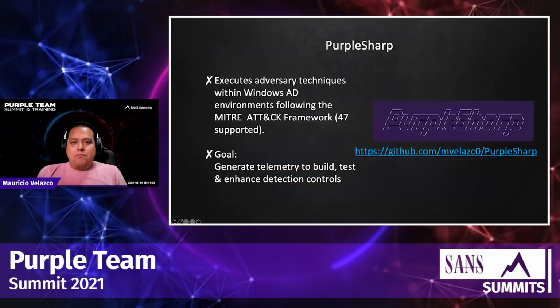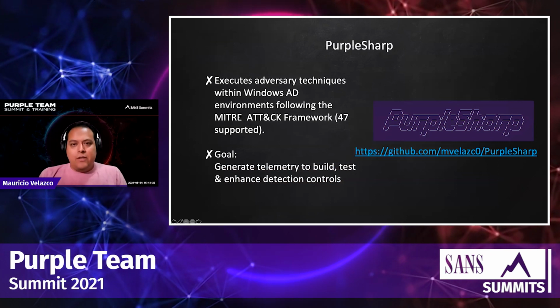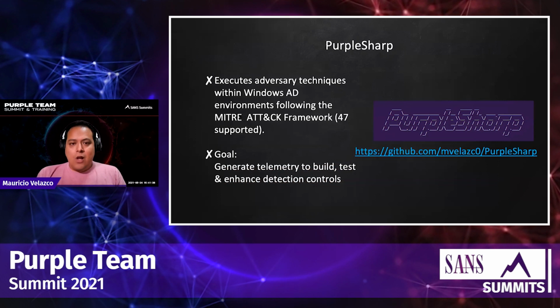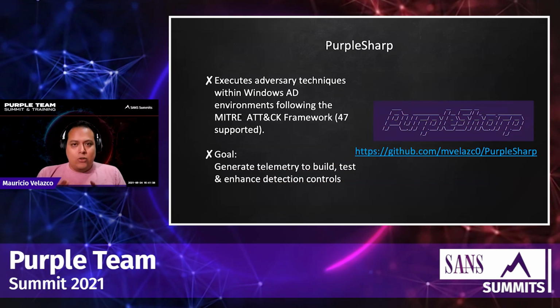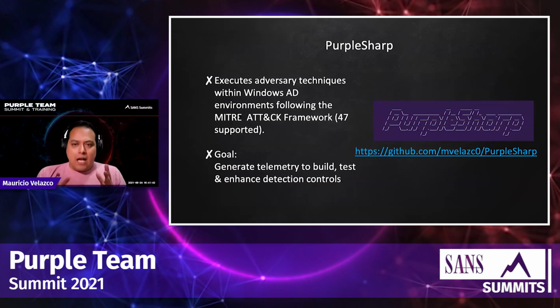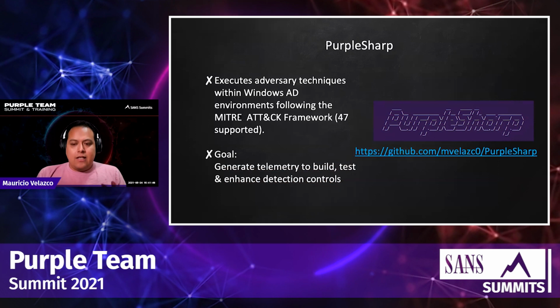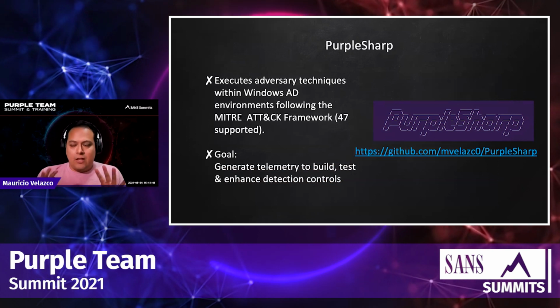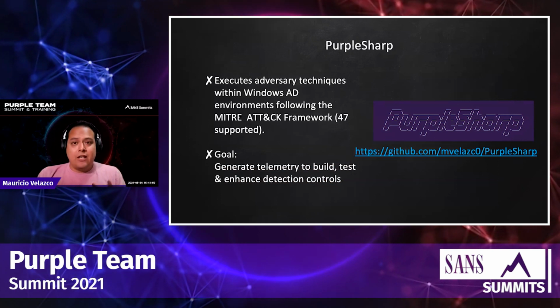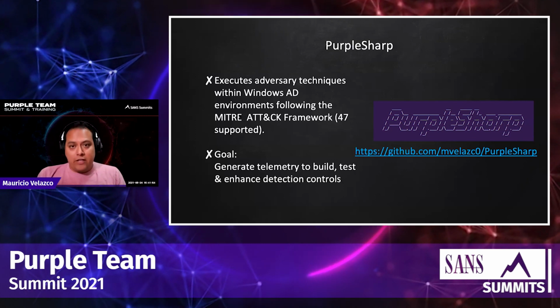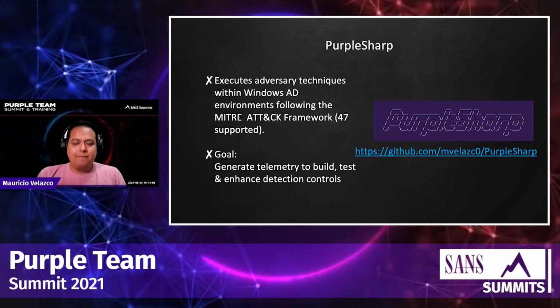Okay, now let's get closer to the simulations that we're gonna be running today. So what tool are we gonna use to simulate things? Well, we're gonna use PurpleSharp. This is a tool that I wrote, that I released at DerbyCon 2019. I released a new version at Black Hat last year, and I'm actually gonna be presenting at Black Hat 2021 as well this year, a new version of PurpleSharp, okay?